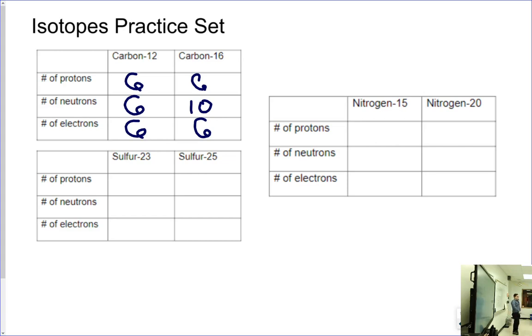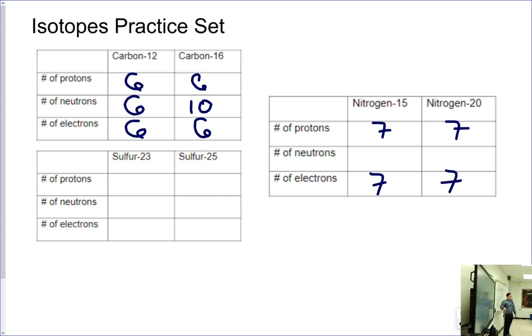I'll pick on Savannah. All right, Savannah, we've got nitrogen 15. Find nitrogen on the periodic table. How many protons are in nitrogen? 7. Fantastic, and it's always going to be 7. It's neutral, so how many electrons are there? 7. Woohoo!